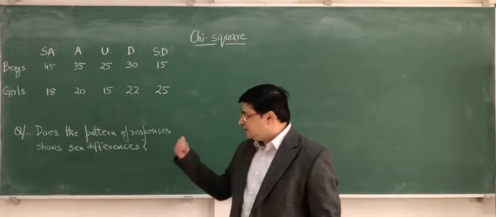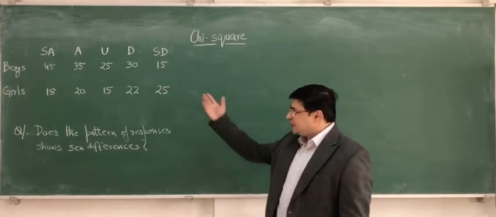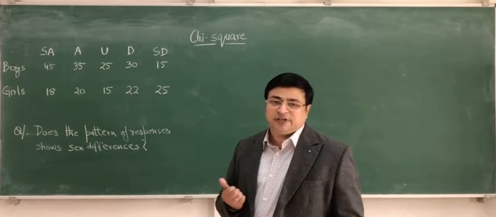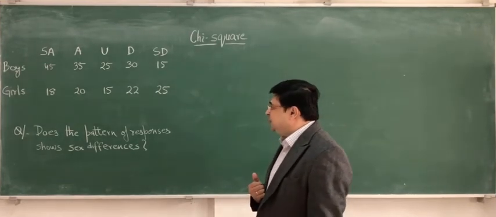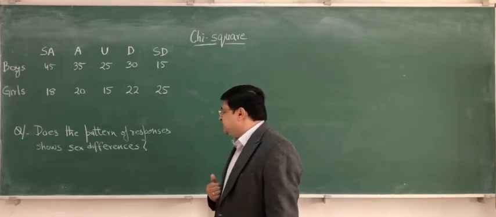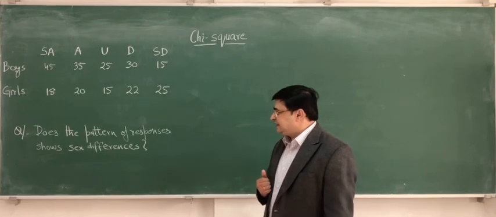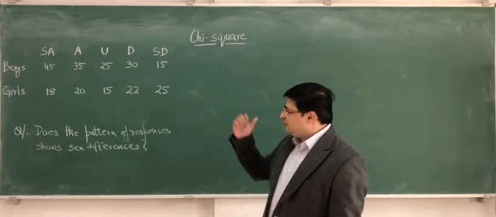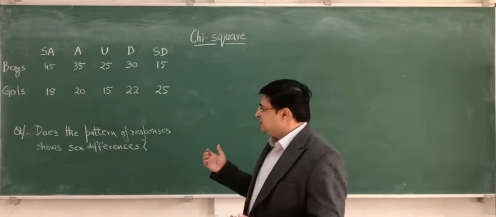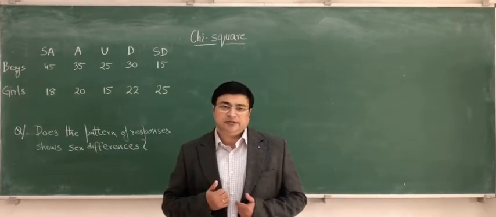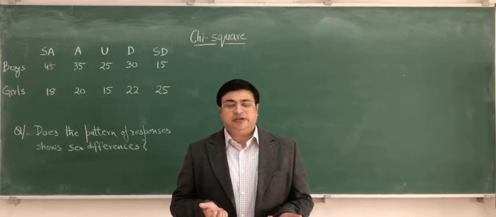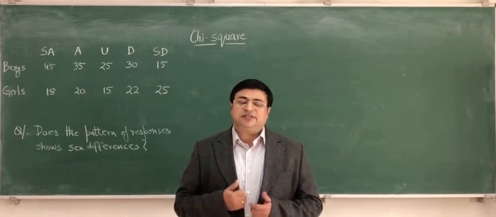So the next question is written here. Here you can see the opinion of boys and girls in favor of the picnic or not on a 5-point scale. Now we have to find whether the pattern of responses shows sex differences. Whatever the opinion of the boys is, is the opinion of the girls similar or different? Are the responses of boys and girls similar or different? This is the question. So let us solve this.